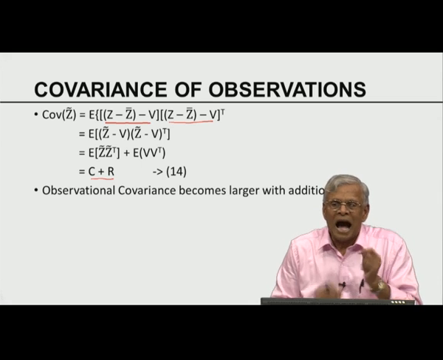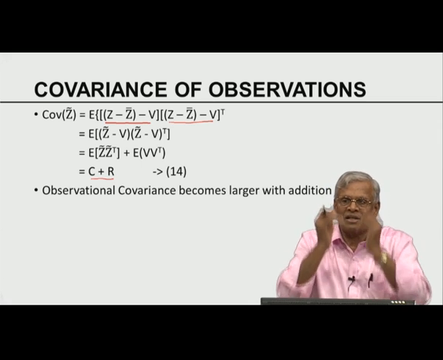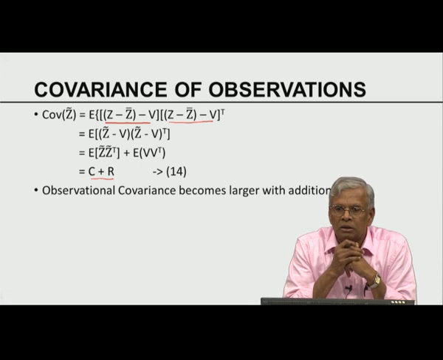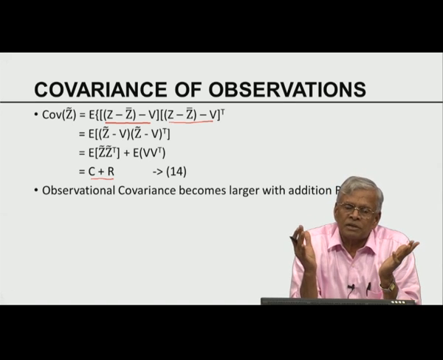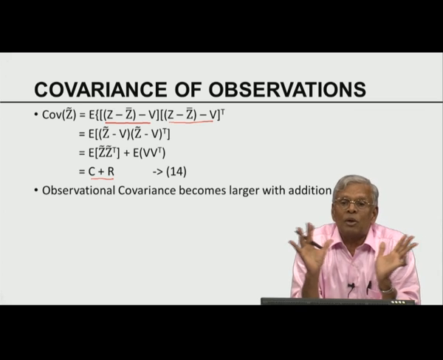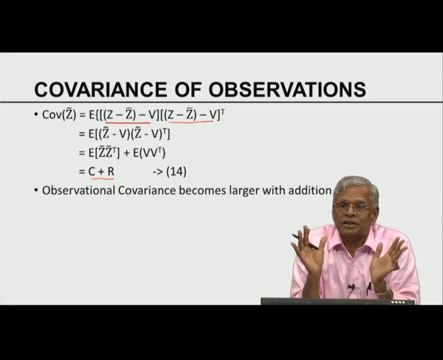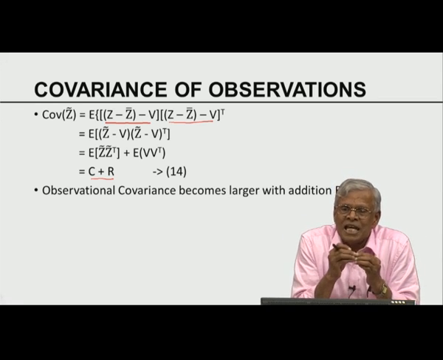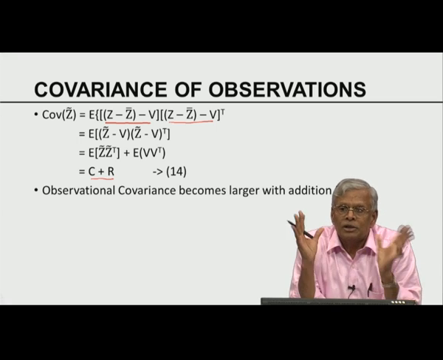Now look at this. What is the role of R? R increases the covariance. Earlier R was 0 because there is no observation noise, observations are perfect. This is the only difference, the rest of it is all the same. So wherever there was C, you replace C by C plus R, and solve the problem.